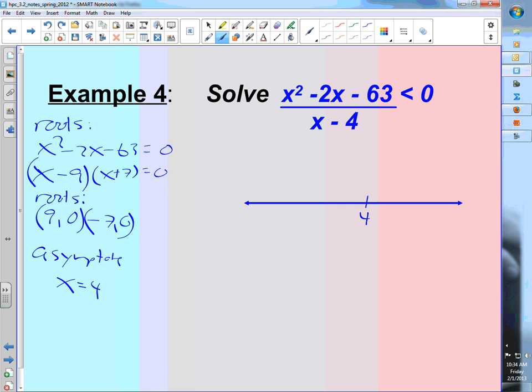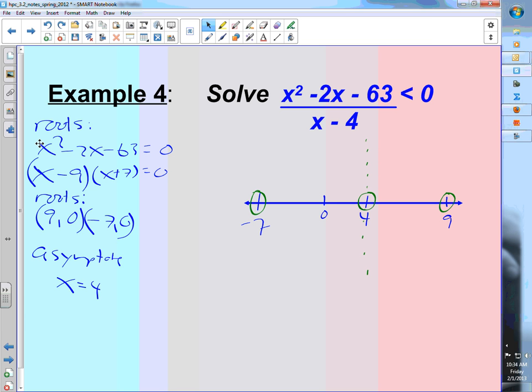So when we set this up, here's 4, here's 9, here's negative 7. Are we open or closed on your roots? Open on negative 7 and 9, and your asymptote is always open. And just so I know the difference between my roots and asymptotes, I put a dotted line.